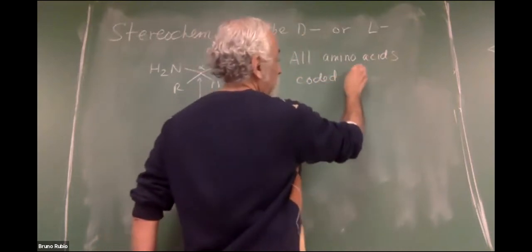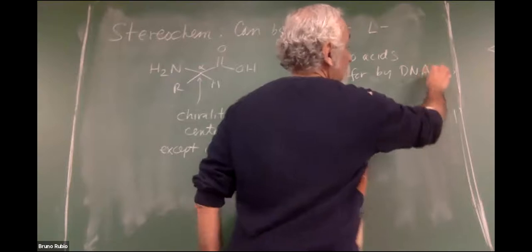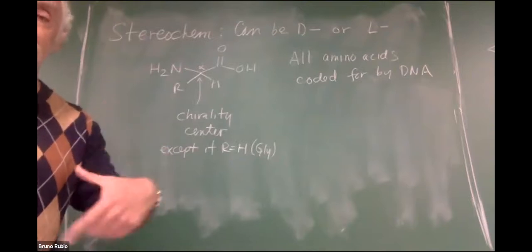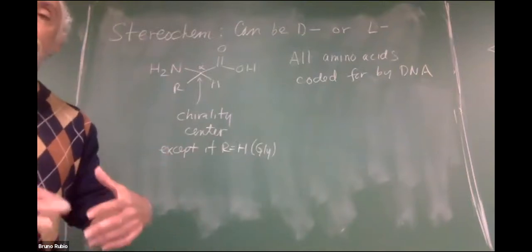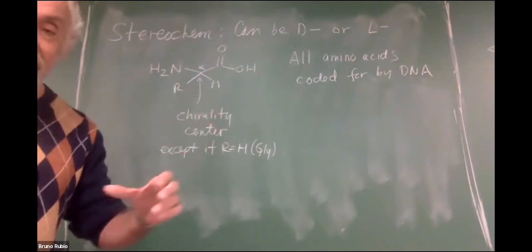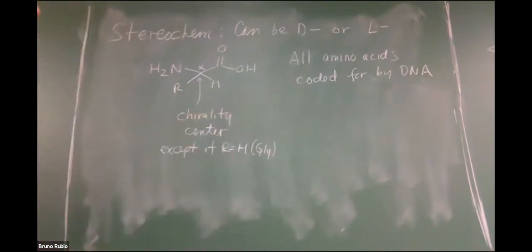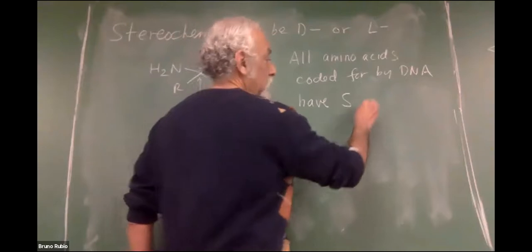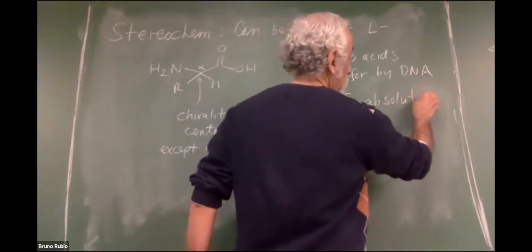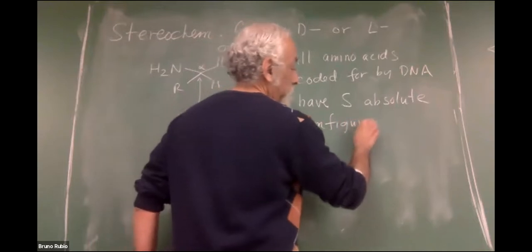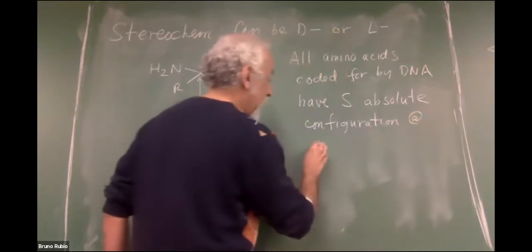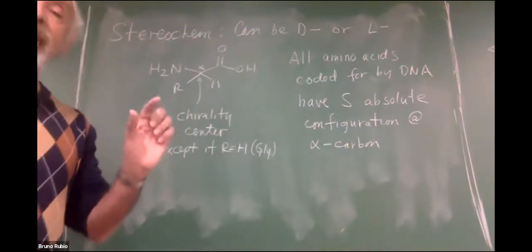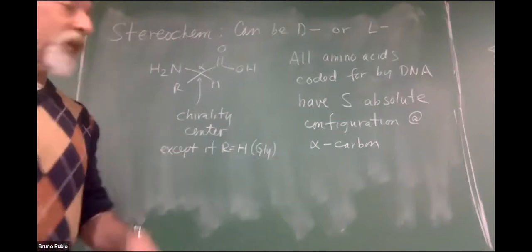coded for by DNA, right? I'm not talking about a Frankenstein monster lab creation. I'm talking about the naturally occurring amino acid that results from the translation of DNA into protein. All amino acids coded for by DNA have the S absolute configuration at the alpha carbon. And as such, they belong to the L stereochemical family.